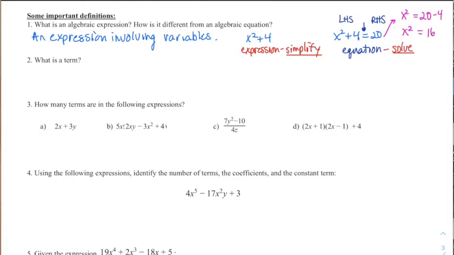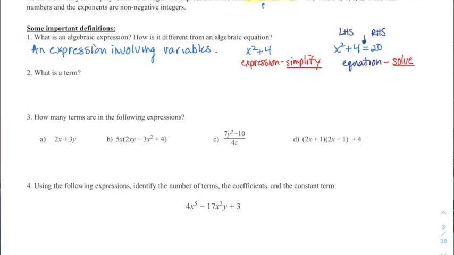Okay, and then once I know that x squared equals 16, I know that my two answers are x equals 4 or x equals -4. So I can actually find the x values that make this equation true, which I can't do for an expression because there isn't a left-hand side and a right-hand side.